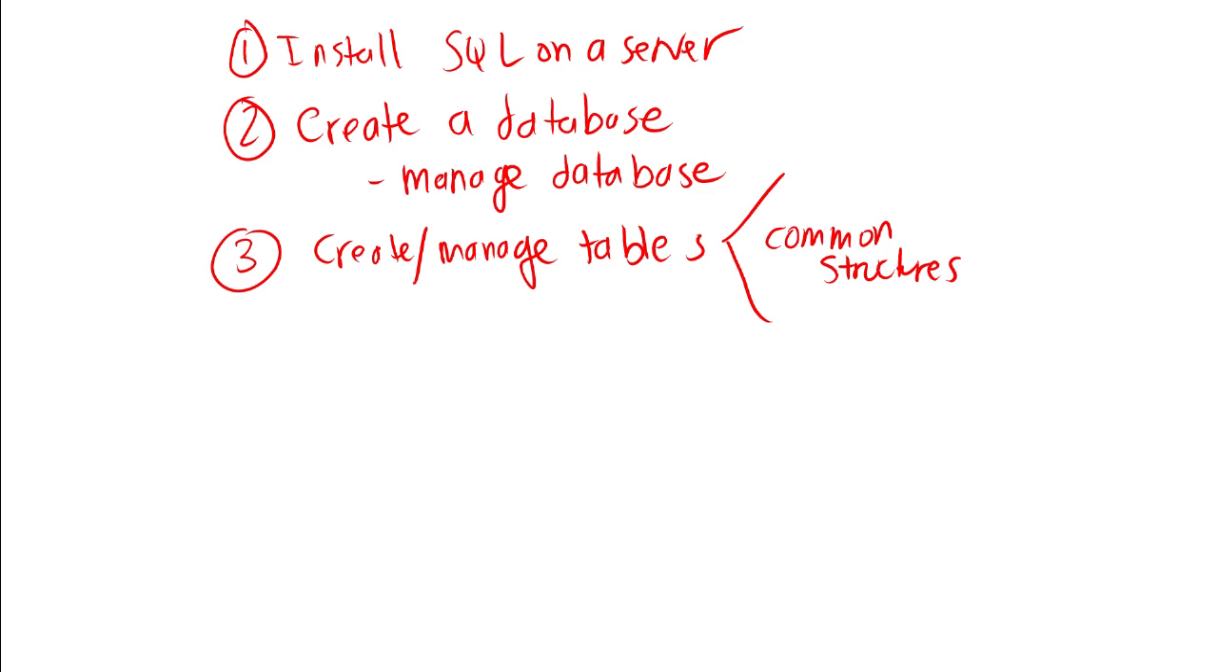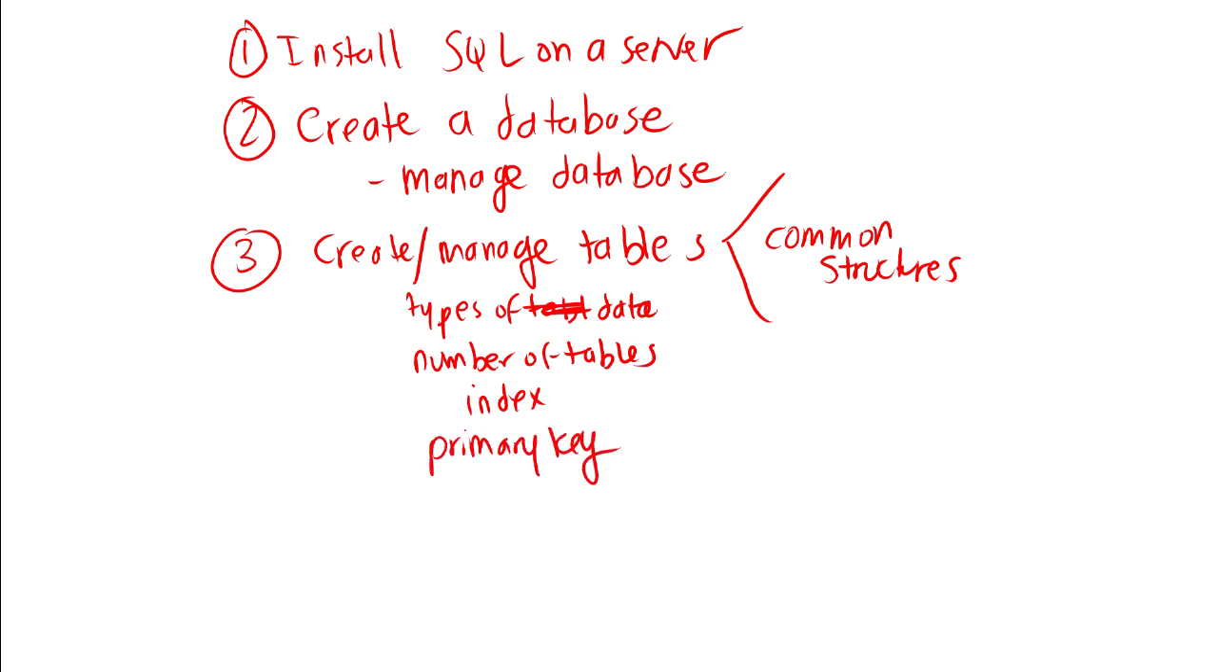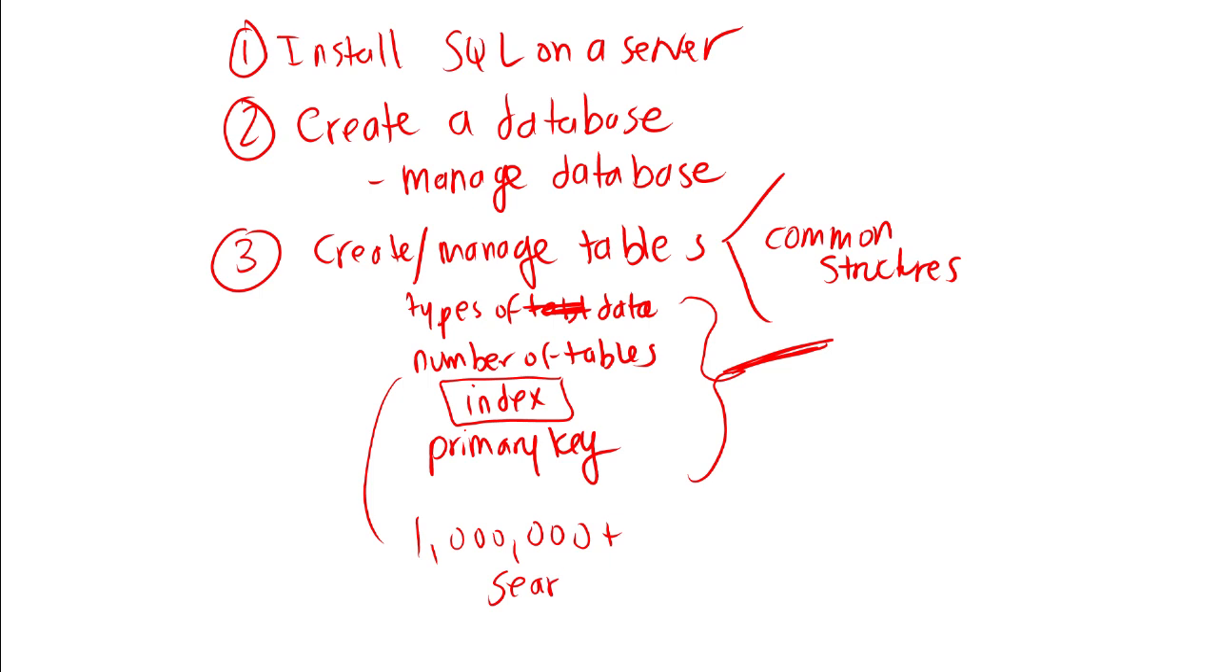So depending on the kind of application that you're building, think about types of tables, types of data, number of tables, index, primary key. There's a lot. You can read a book on SQL and you can understand all the commands, but if you build your database without any planning, when your application grows, it's not going to function very well. For example, if you don't have an index and your table becomes a million rows, you won't be able to search very well.